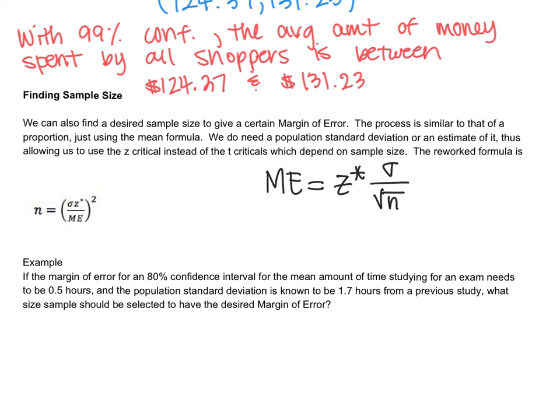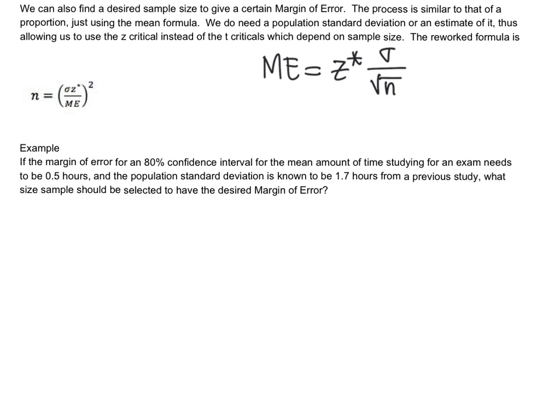So if I take that formula and I solve for n, we end up with n equals the population standard deviation times our z critical value divided by the margin of error, squared. So we're going to use that in our example.